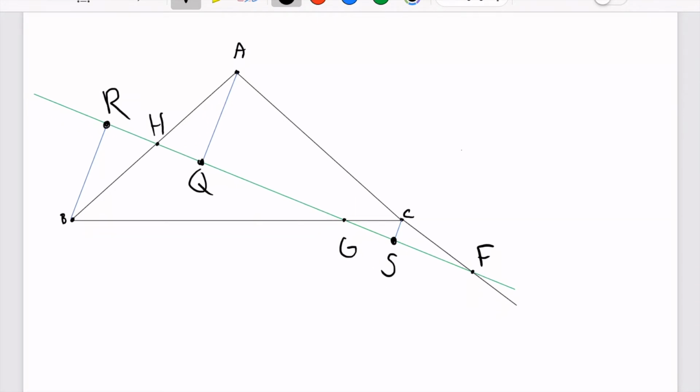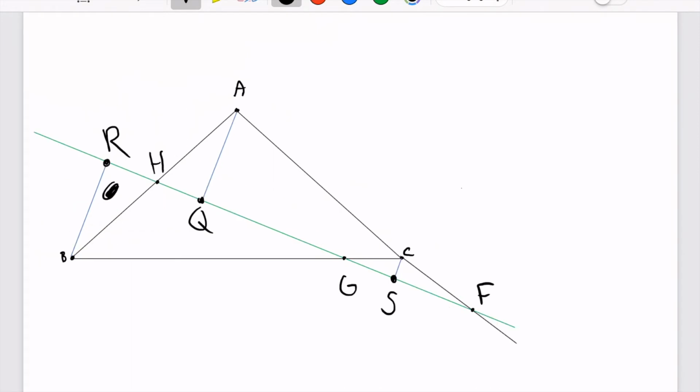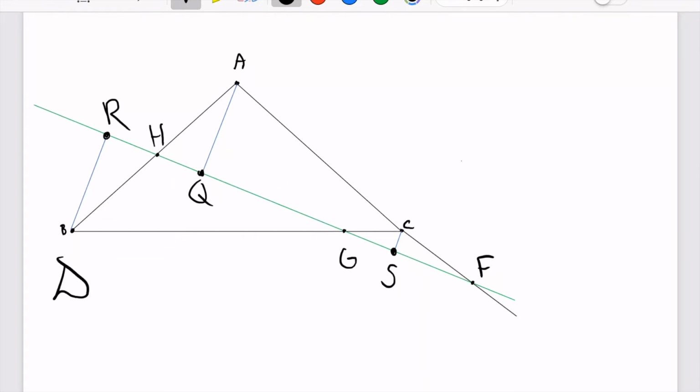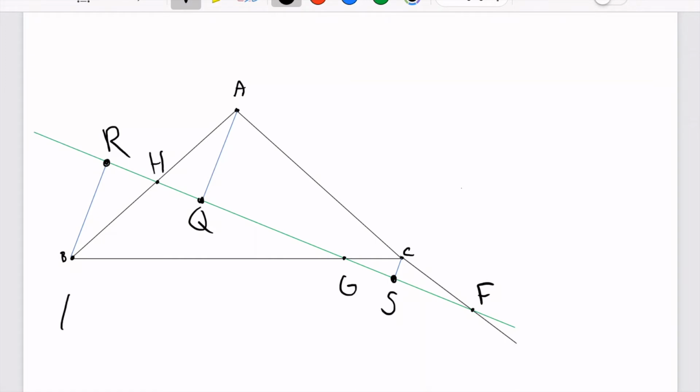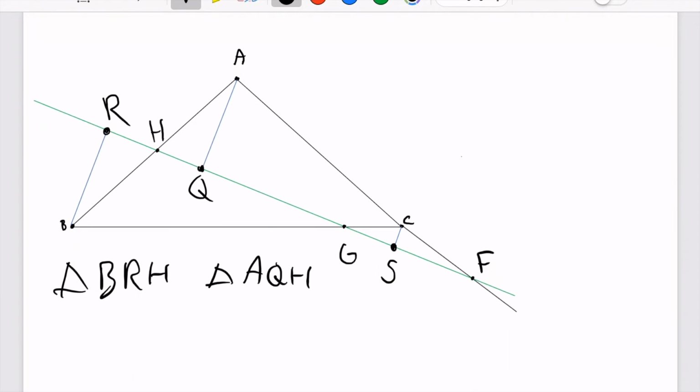So now the basic structure for the proof is using similarity of triangles. We're going to prove several sets of triangles are similar. The first one is going to be triangle BRH, which is right here, and then the other one will be AQH, so this one right here. All right, so I'll just go ahead and write those down: triangle BRH and triangle AQH.